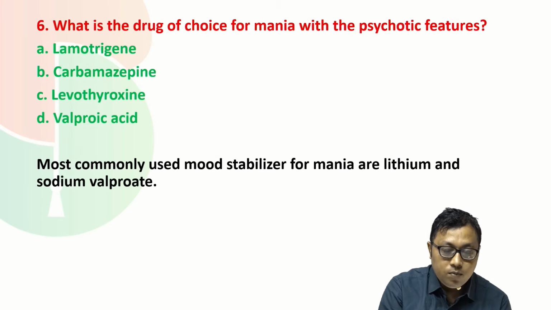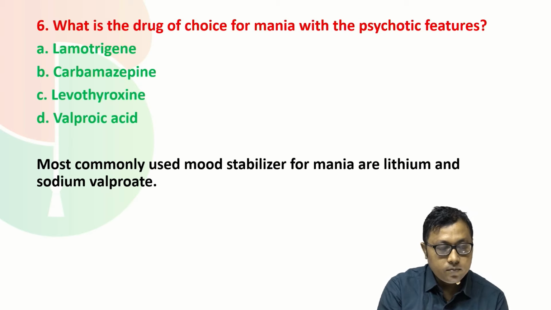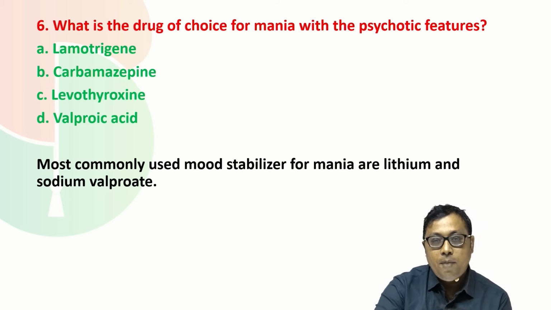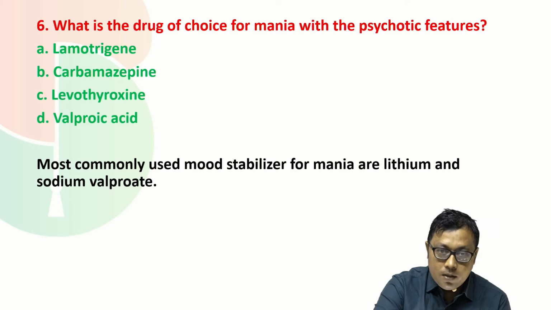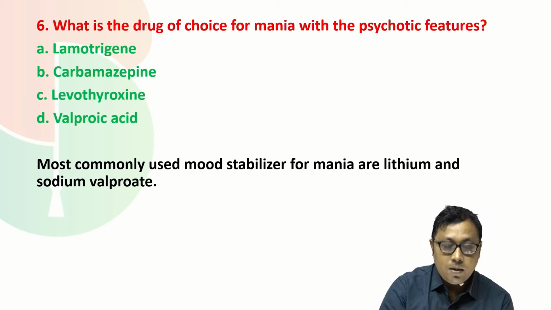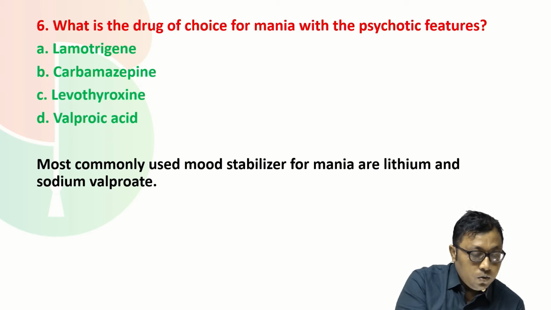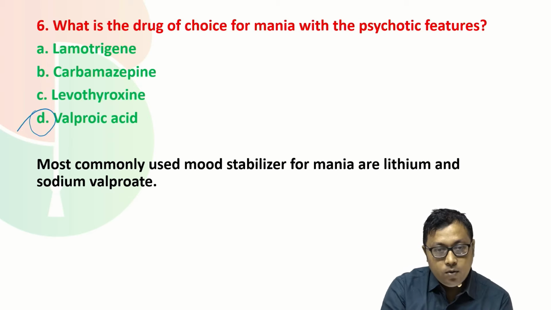Now, what is the drug of choice for mania with psychotic features? So in mania, where the symptoms are elevated mood or irritable mood, decreased need for sleep, grandiose talk, and there are pressure of speech, flight of ideas. In such disorder, the most commonly used drugs are lithium and sodium valproate. The other drugs we can use are carbamazepine, oxcarbazepine. So in our option there is valproic acid. Most commonly we can use valproic acid, which is even more commonly used than carbamazepine. So the answer is sodium valproate.